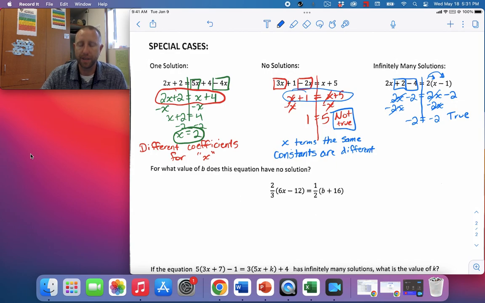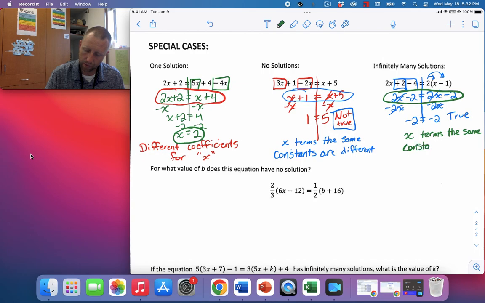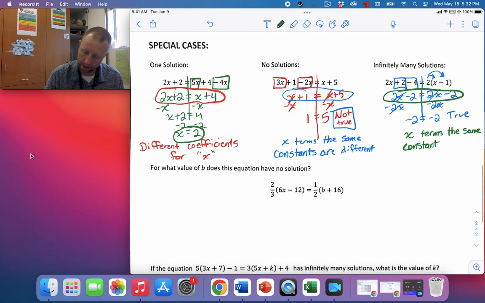When we simplified this, what did we notice? I'm going to circle that in a different color here. We noticed everything was the same. The x terms were the same, and the constants were also the same. Constants the same.